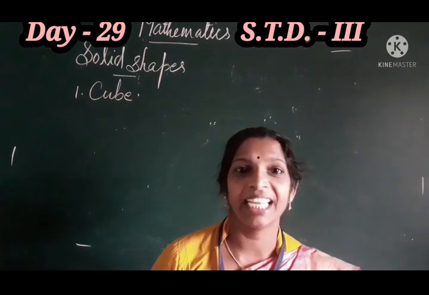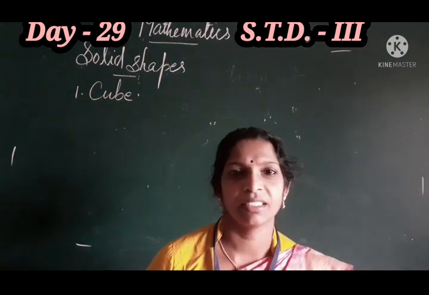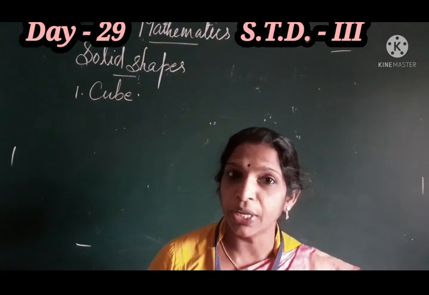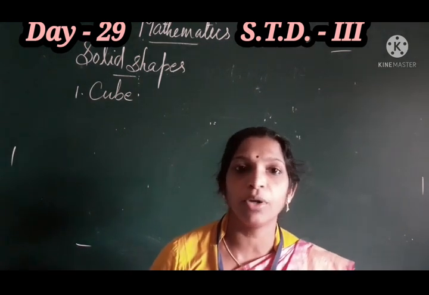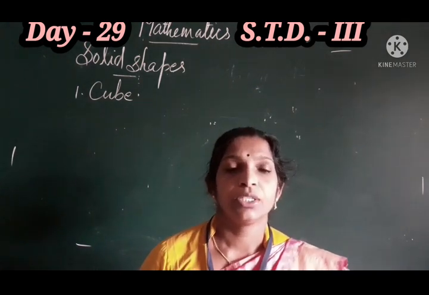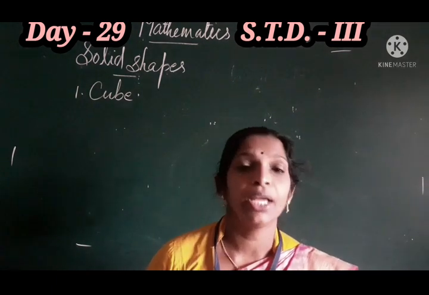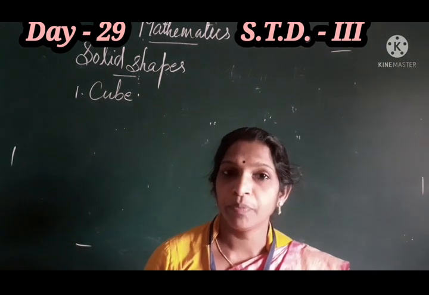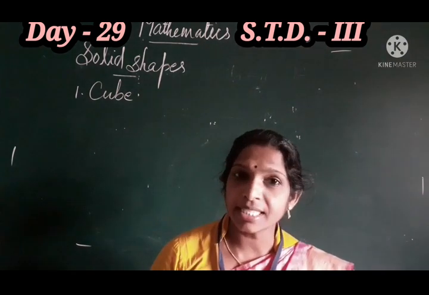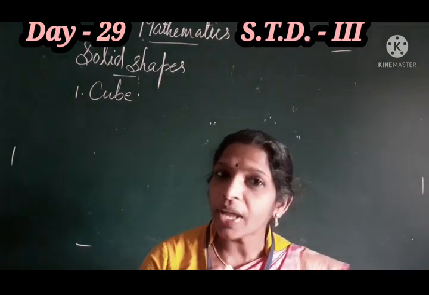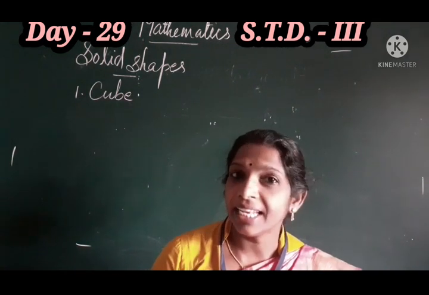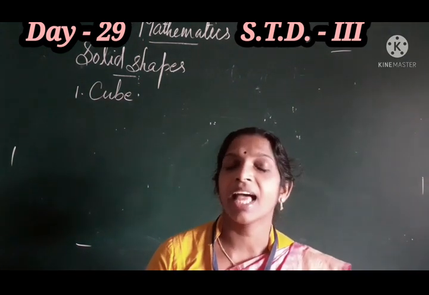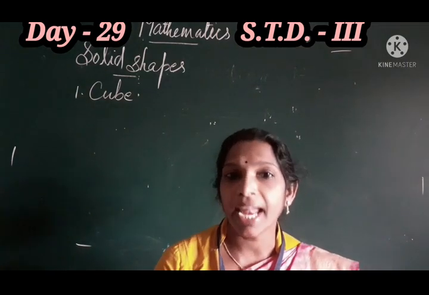Last class we studied solid shapes. Today we are going to study a continuation. First we studied the cube, and today we are going to study the cuboid. But what about the cube? A cube has 6 square faces, 8 corners and 12 edges.